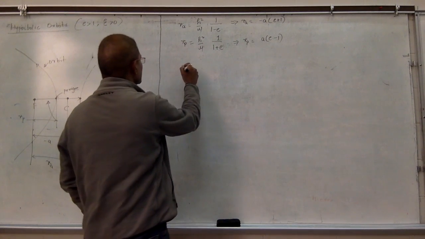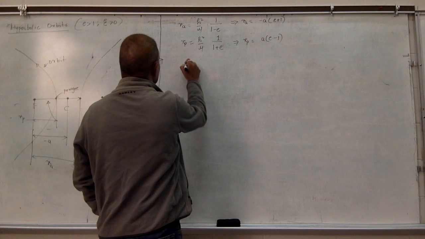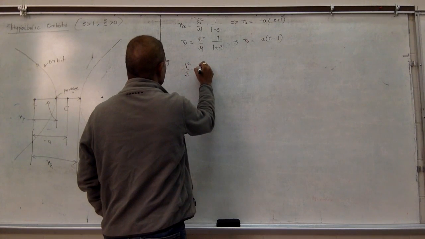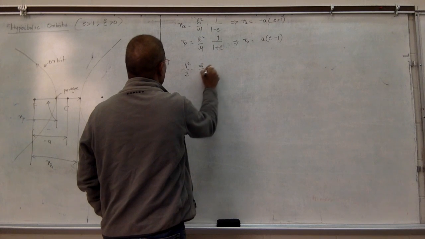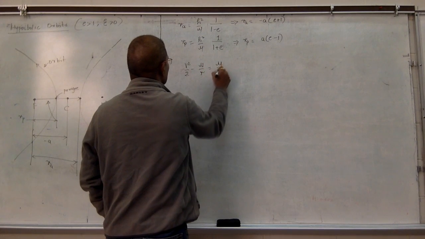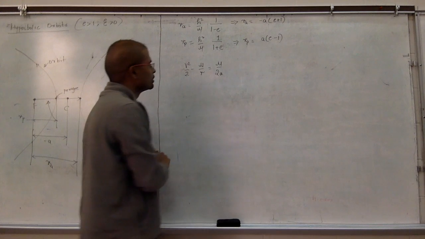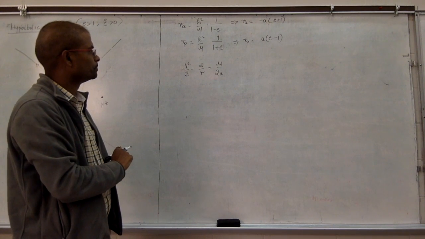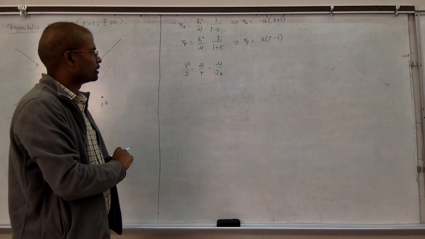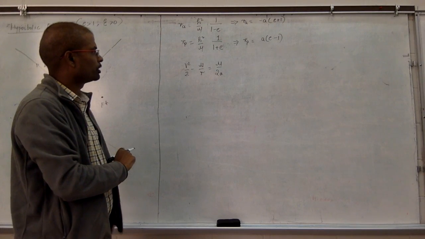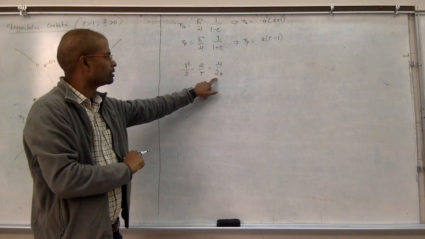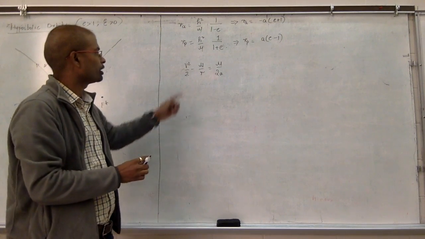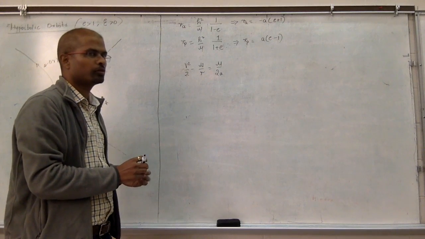So another relation here: v square over 2 minus mu over r is equal to mu over 2a. So this is very specific for the hyperbolic orbit. You see this, what was this in terms of for the parabolic orbit? v square over 2 minus mu over r was, what was it equal to?